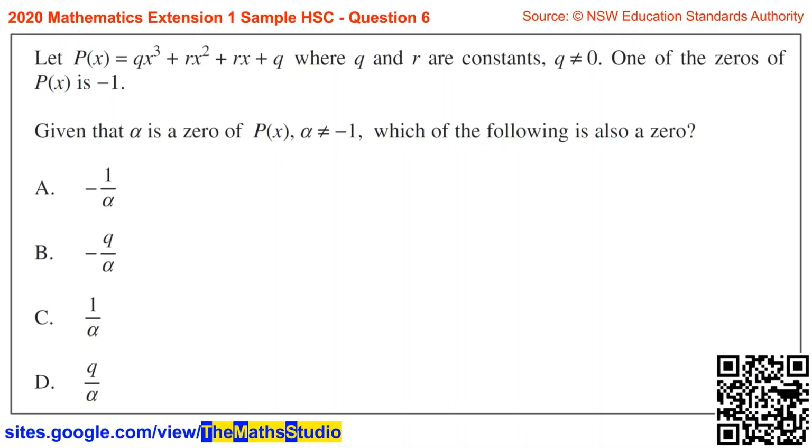Question 6. Let P of x equal qx cubed plus rx squared plus rx plus q, where q and r are constants, where q does not equal 0. One of the zeros of P of x is negative 1. Given that alpha is a zero of P of x, where alpha does not equal negative 1, which of the following is also a zero?